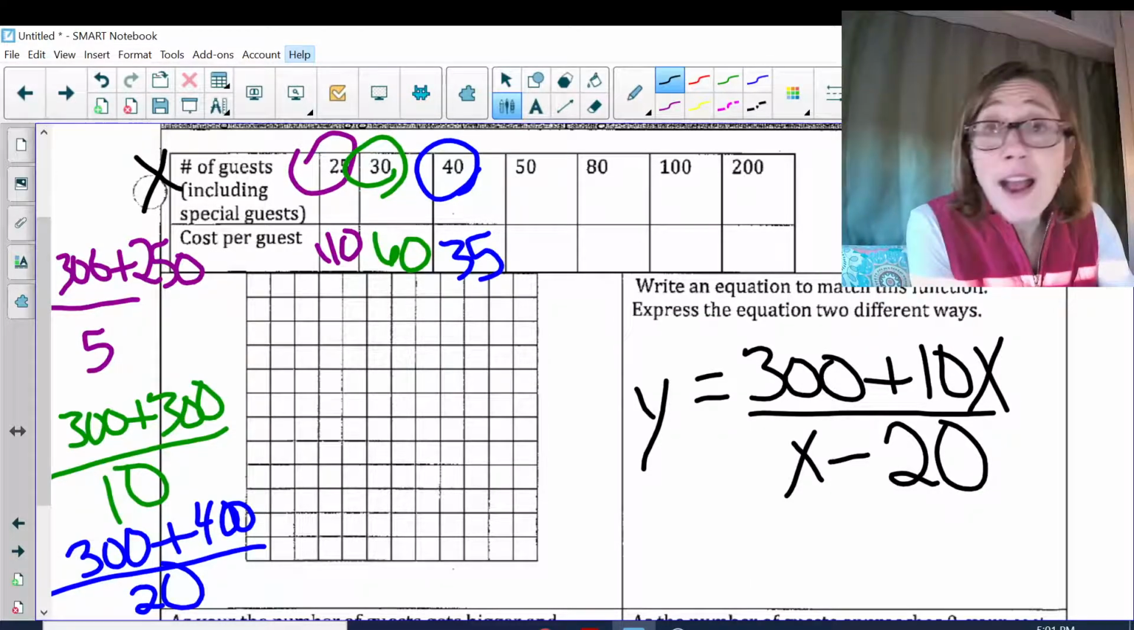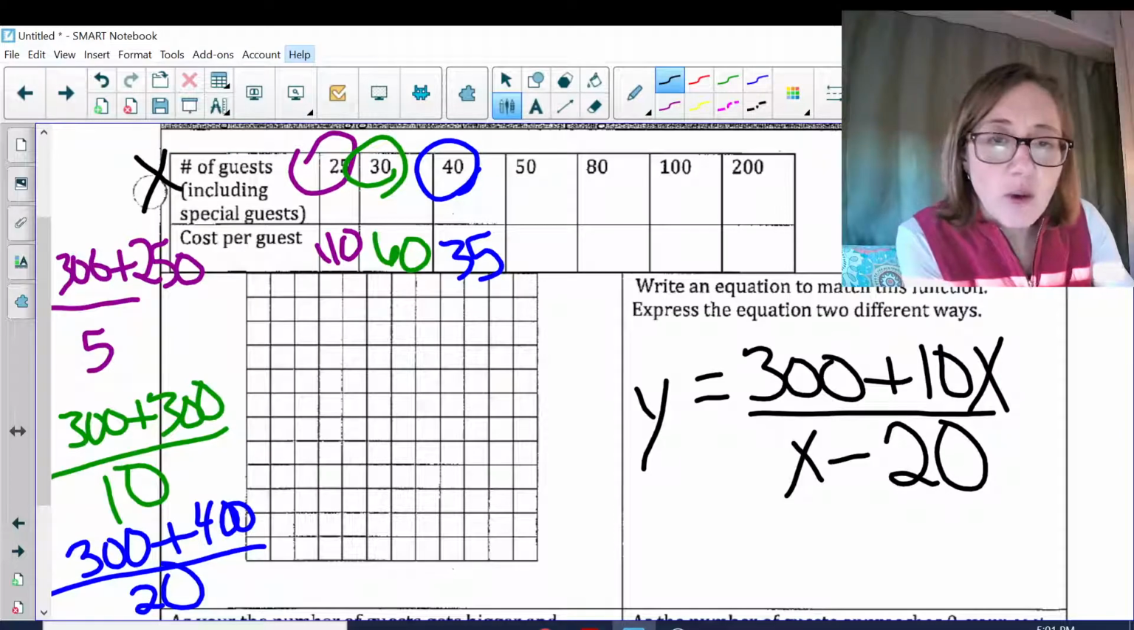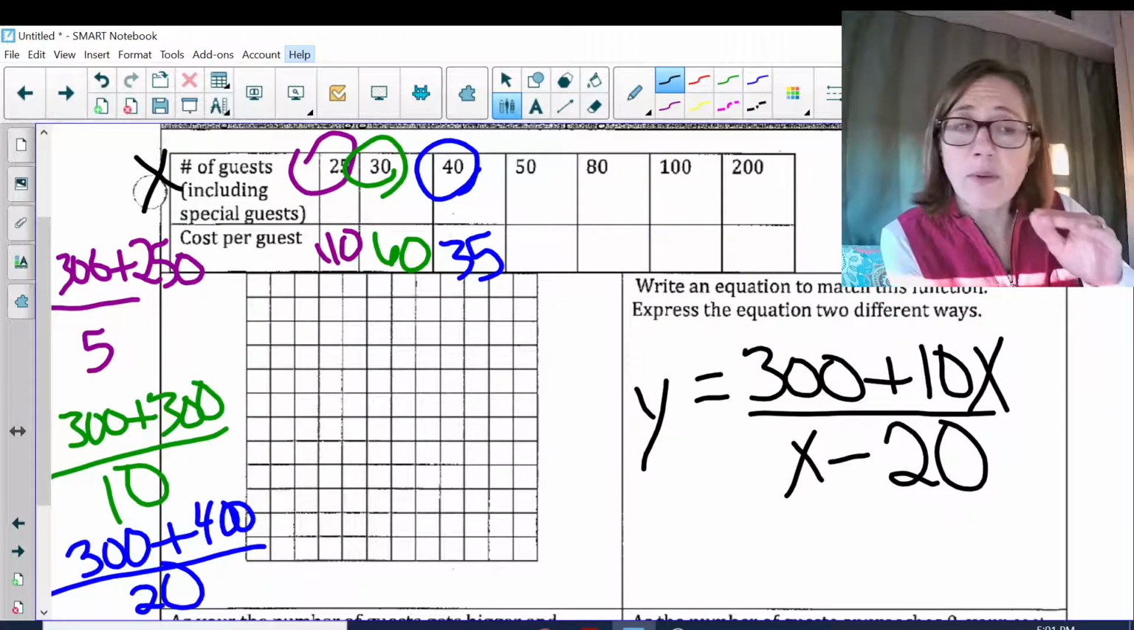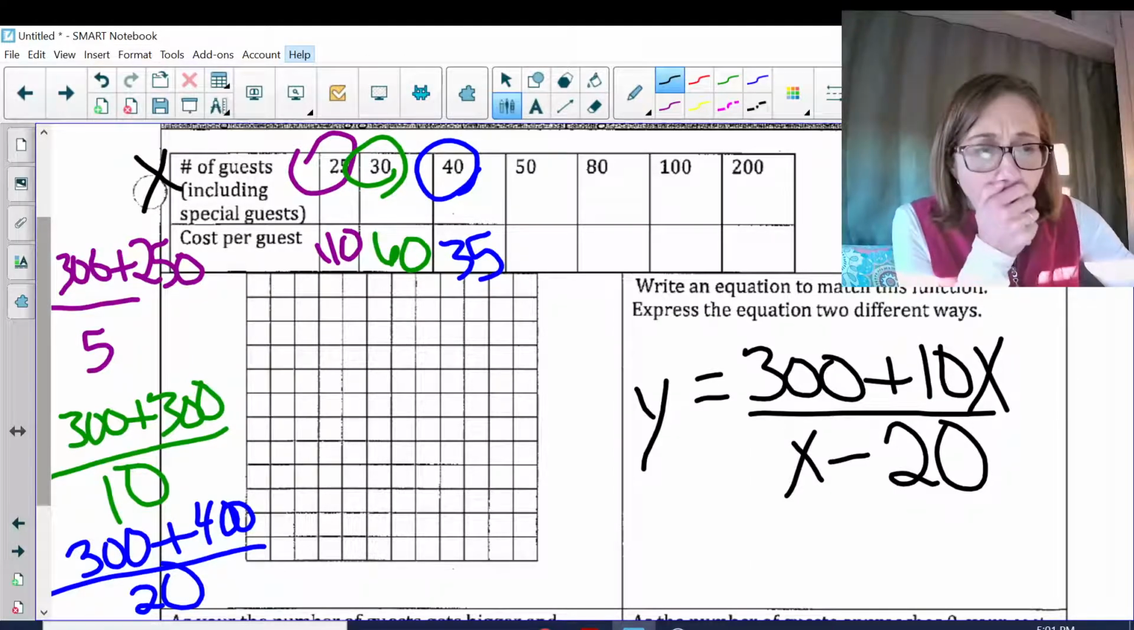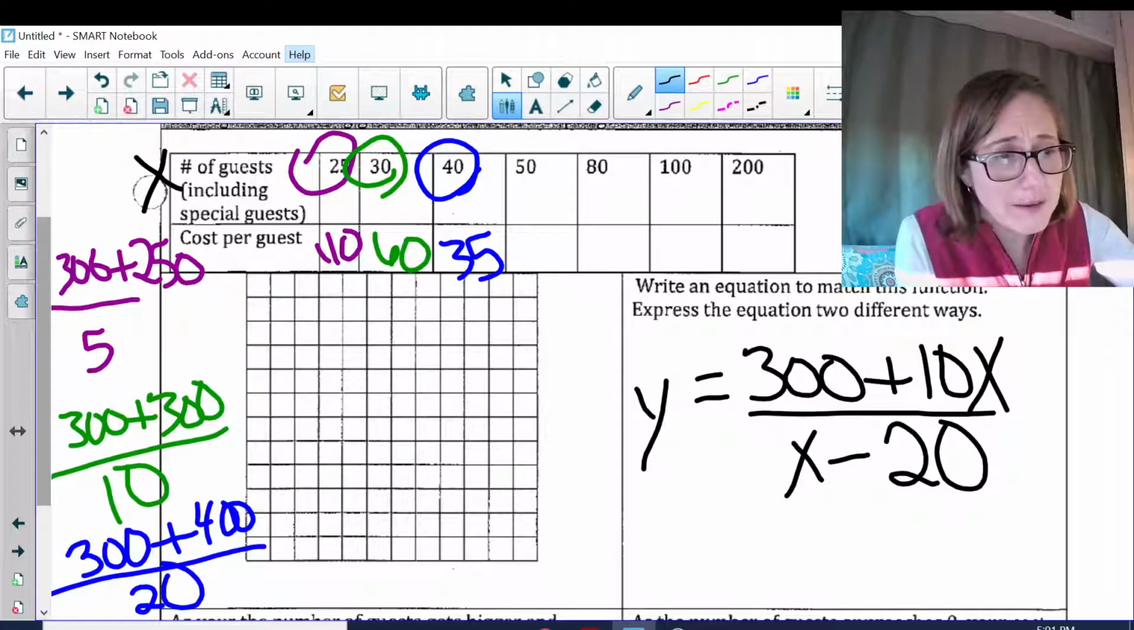So that is your rational function. I think you will be able to finish out the rest of that table then. Let's look at what the questions are. Excuse me.